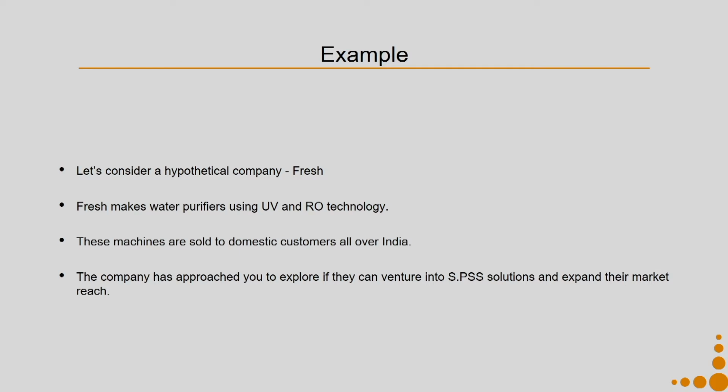So, let us consider a hypothetical company called Fresh. Fresh makes water purifiers using UV and RO technology. These machines are sold to domestic customers all over India. The company has approached you to explore if they can venture into sustainable product service system solutions and expand their market reach. Why am I saying expand their market reach? Because if you remember the sustainable PSS definition, it always said being socially sustainable, environmentally sustainable in a way that it is in the economic interest of the stakeholders.